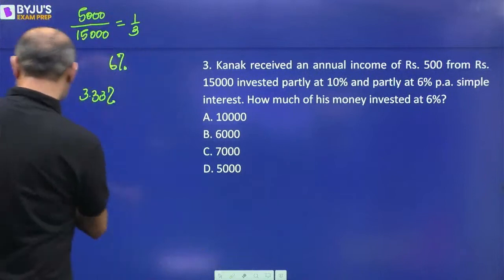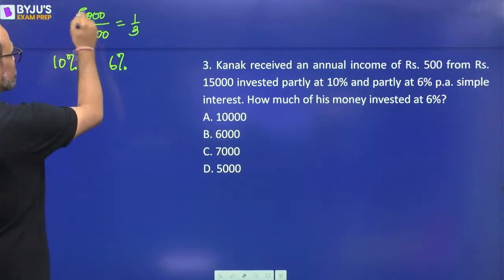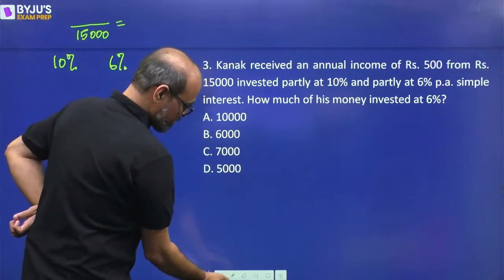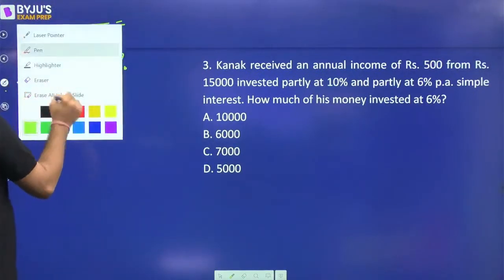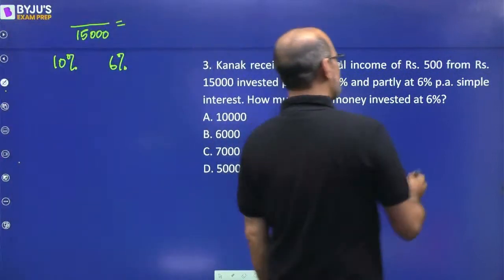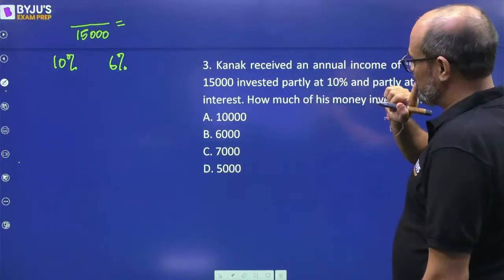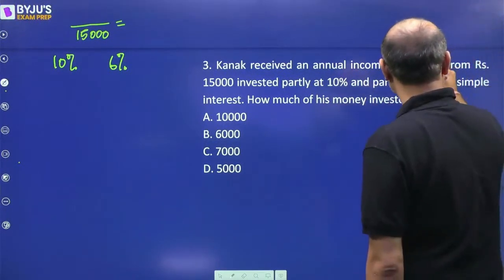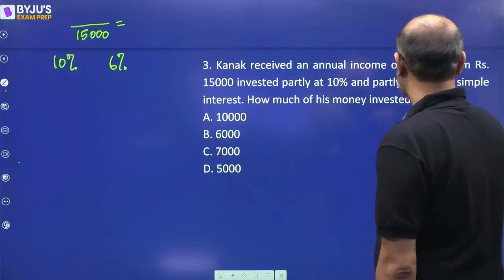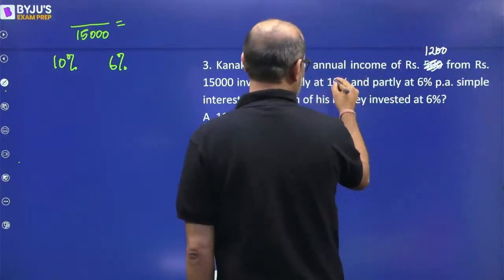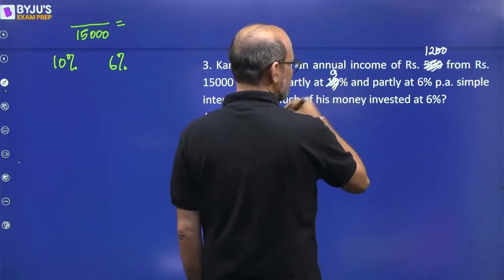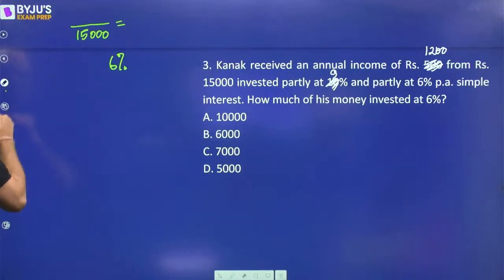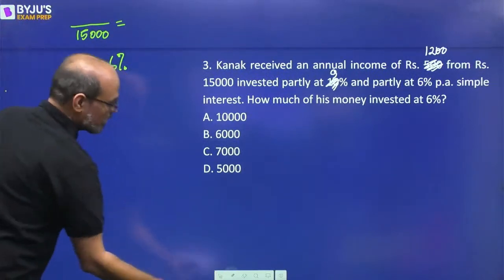Okay, so I'm changing the values so that at least one option makes sense. So received an annual income of rupees 1,200 from rupees 15,000, invested partly at 9% and partly at 6%. Now this entire thing will make sense. Okay, now this will get solved.